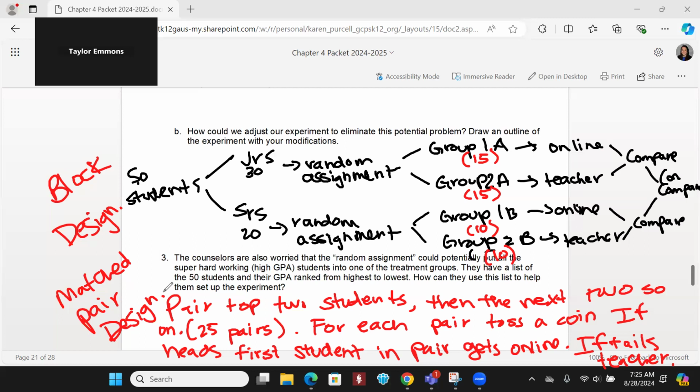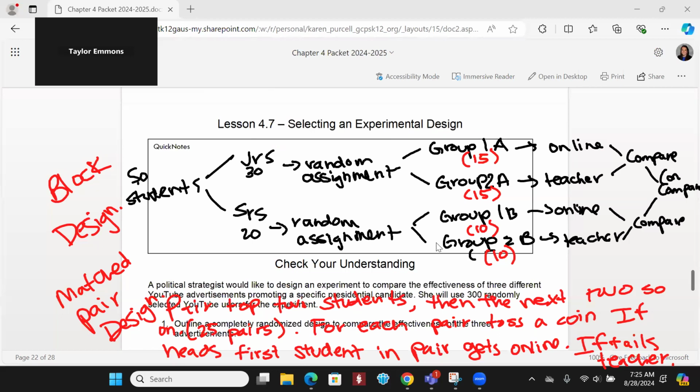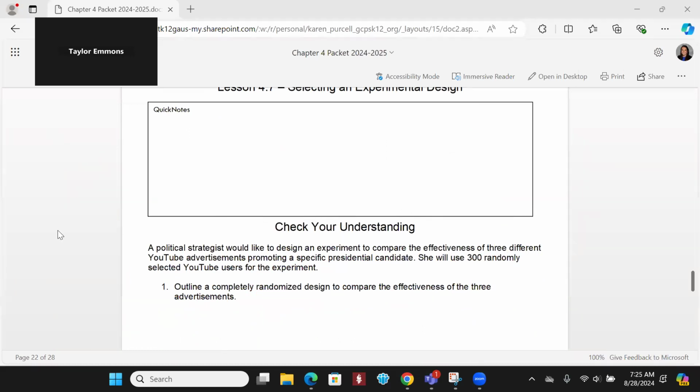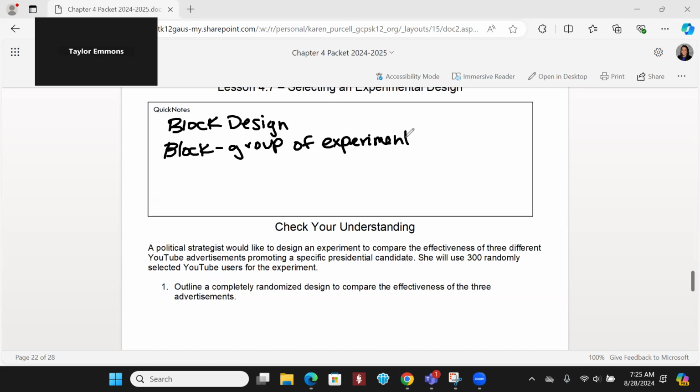Okay, go and flip the page. All right, so we're going to summarize. So we talked about block design. Okay, and a block is where a group of experimental units, we talked about what experimental units were yesterday, that are similar.